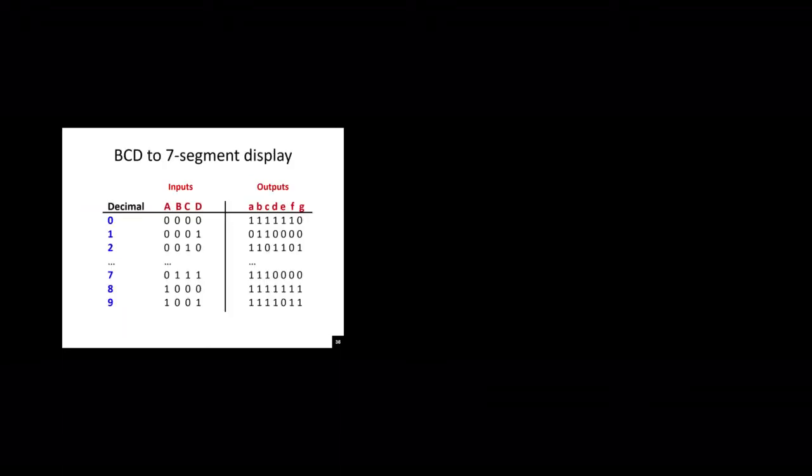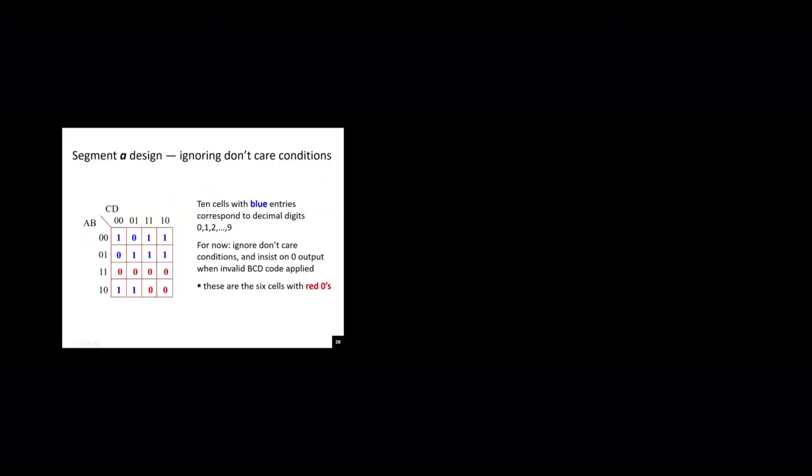And if I make the decision, what about the combinations 10, 11, 12, 13, 14, 15? If I make the decision, actually, I want the segments to be all off for those combinations, then I actually get a Karnaugh map that looks like this. So these, in red, these 6 cells correspond to inputs which are 10, 11, 12, 13, 14, and 15. And if I make the decision to actually turn off the 7-segment display, so I want my outputs to be 0, then this is what it will look like.